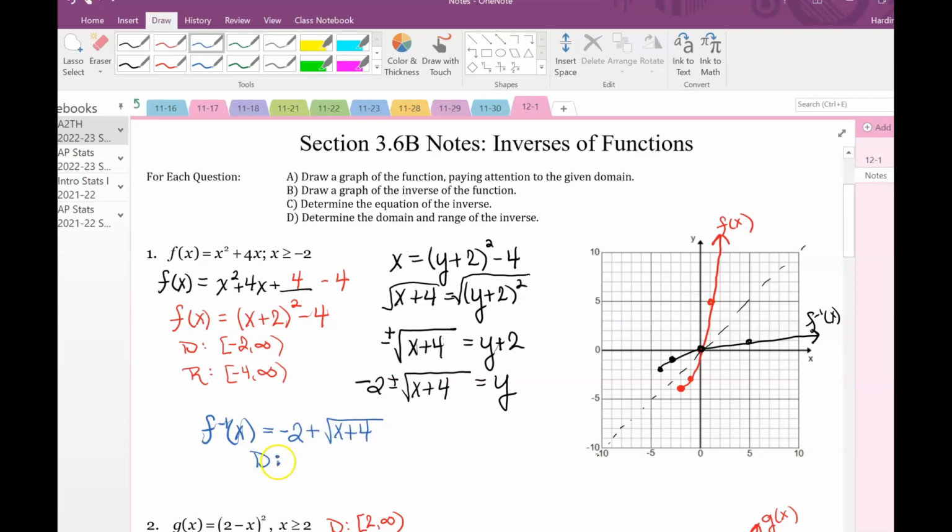The domain is implied. It's -4 to infinity. You don't have to specifically write it on the end of the equation like we did the last one. And then the range is going to be -2 to infinity.